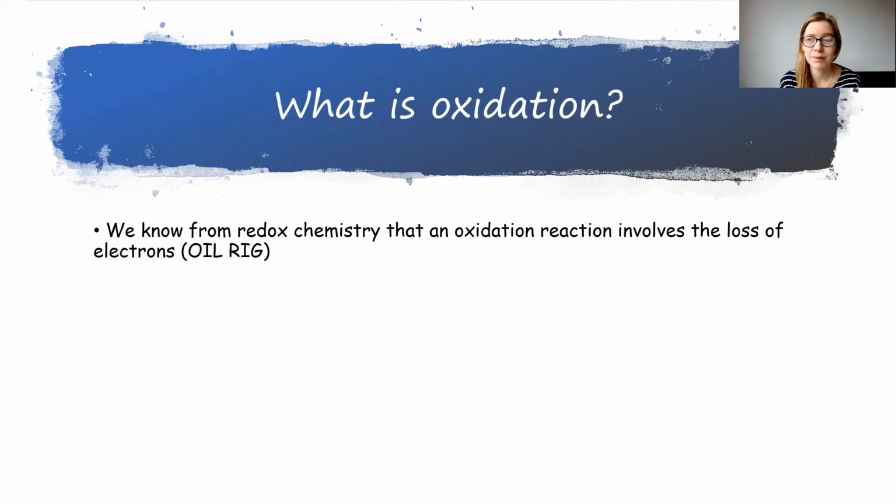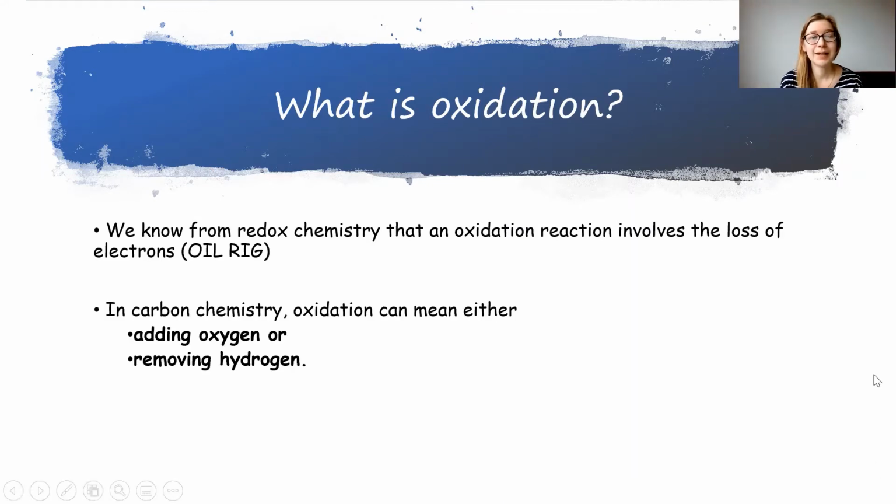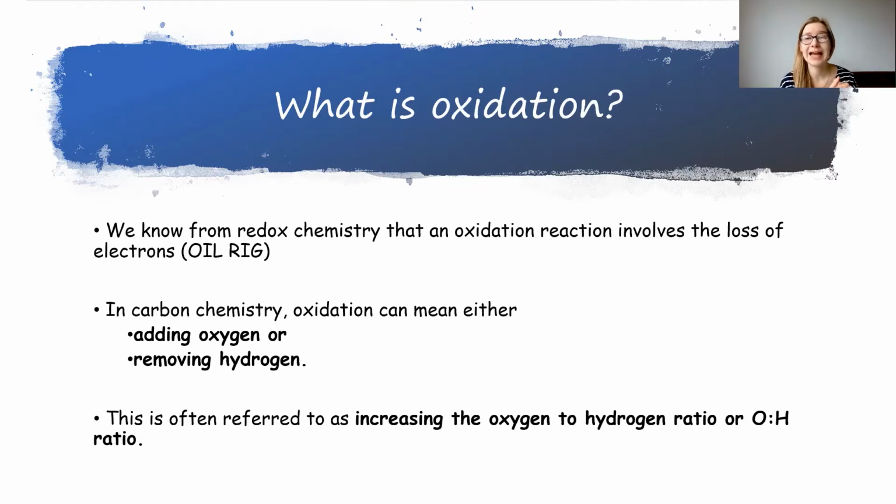So for carbon compounds, oxidation can mean either adding oxygen, so we literally add in extra oxygen atoms from an oxidizing agent into our carbon molecule, or we remove hydrogen atoms from our carbon compound using an oxidizing agent. So whether we're adding oxygen or we're removing hydrogen, the key message is that we're increasing the oxygen to hydrogen ratio, or O:H ratio.